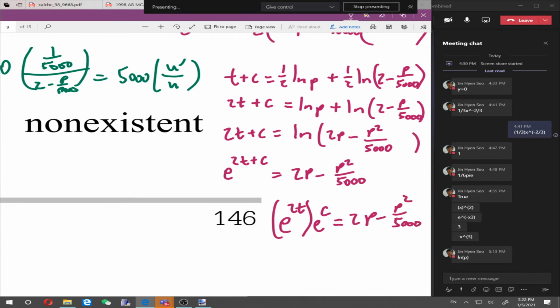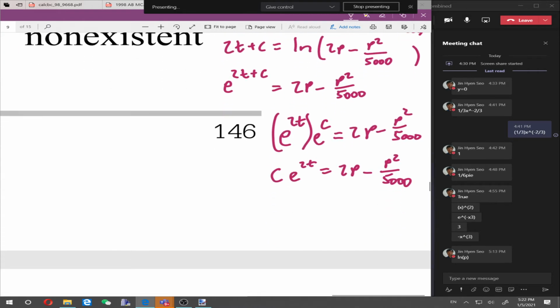Oops, p squared over 5,000. So that means e to the c is still c. So I've got c e to the 2t is equal to 2p minus p squared over 5,000. Okay, and now, Andrew, I don't have any natural logs left, and when I plug in t is 0, I'll be raising to a 0 power, which should make this easier to solve. So this is probably where I would solve for c, personally. And then I would keep going after that to try and solve for p.